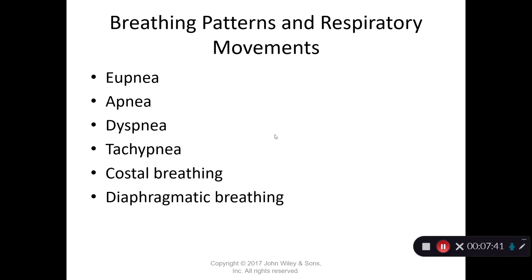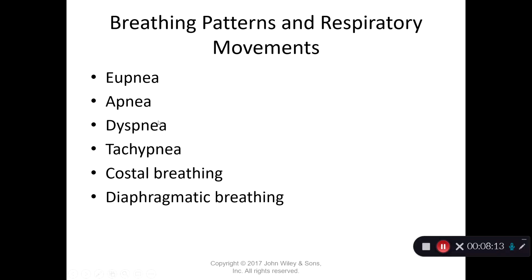Eupnea. Apnea is the lack of breathing. Remember that A in front of any word in anatomy and physiology almost always indicates no or non-existing. So apnea refers to no breathing. Dyspnea refers to difficulty breathing. When you have a utopia, eupnea, you have a normal society, a good society. You have good breathing here.